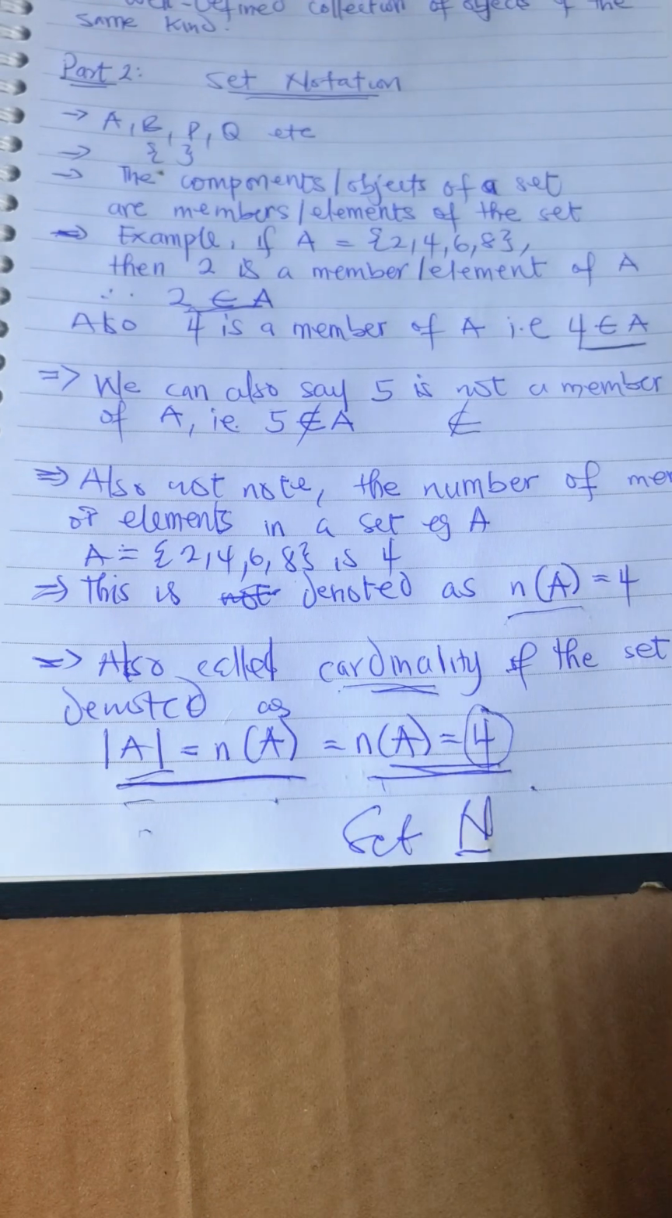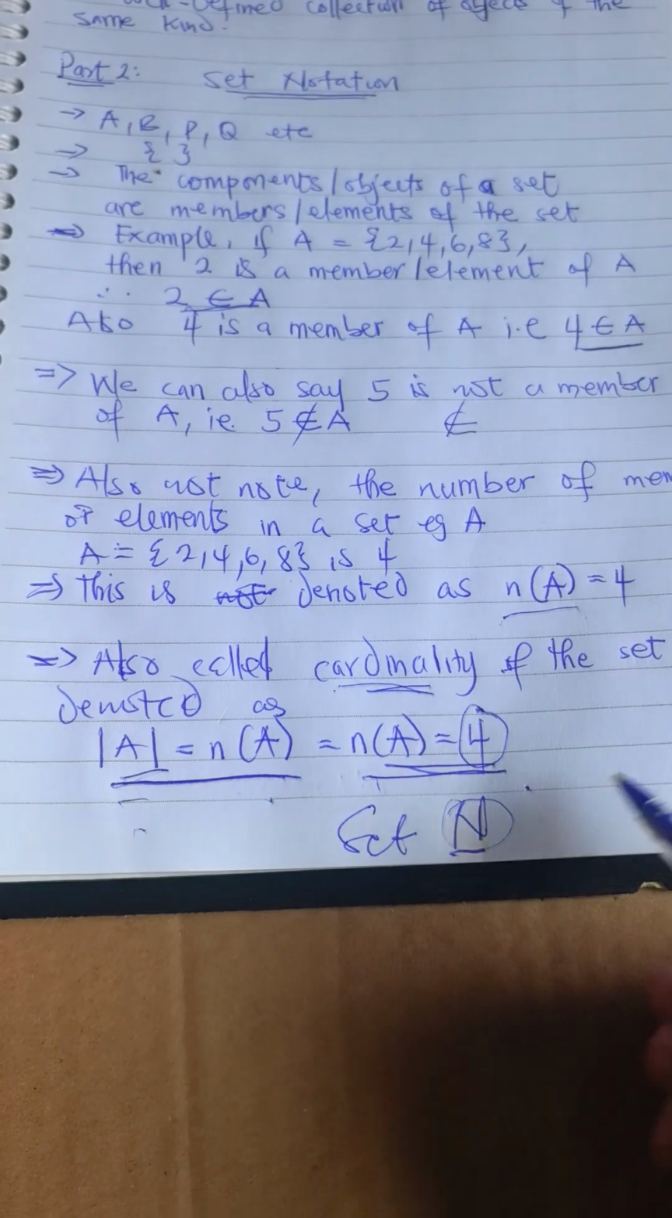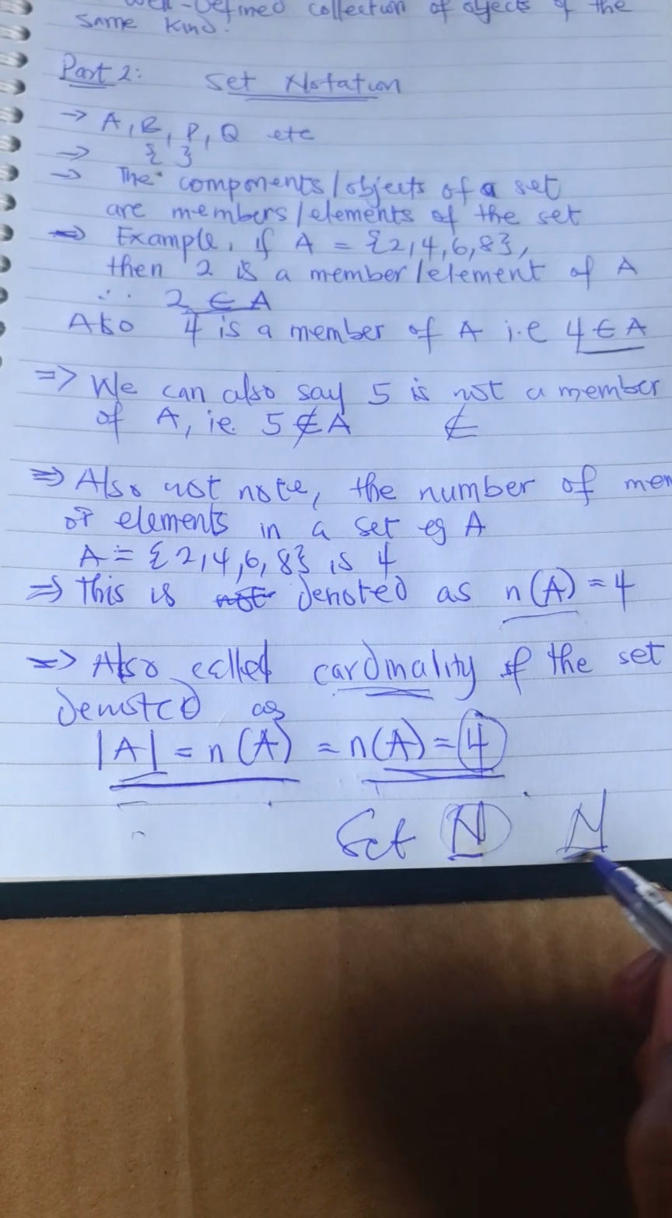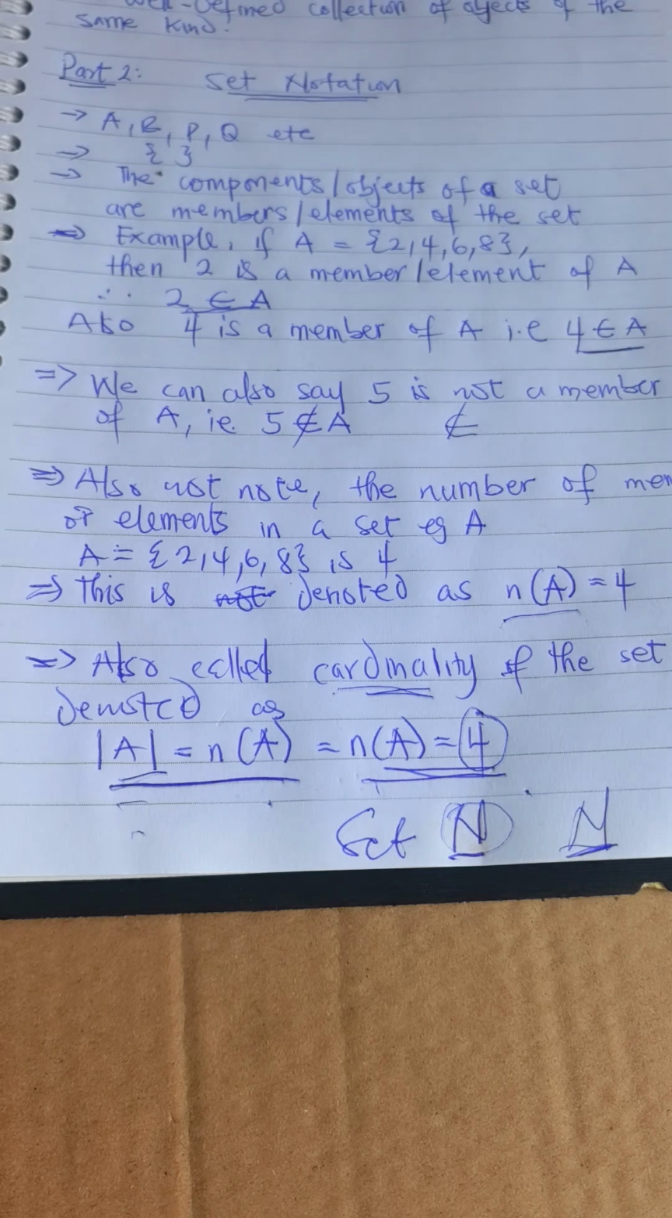Now, the set capital N of natural numbers, for instance, is infinite. When you see a set represented as capital N, that is the natural numbers. And one may ask, what is a natural number? A natural number is a number we count from 1, 2, 3, 4, 5, 6, 7, up to infinity, any number that you can count. That is something you have to take note of.